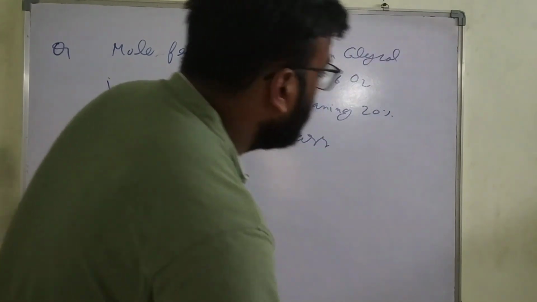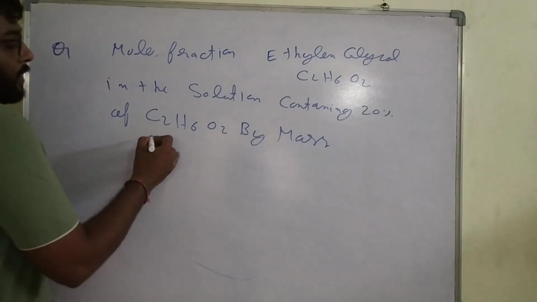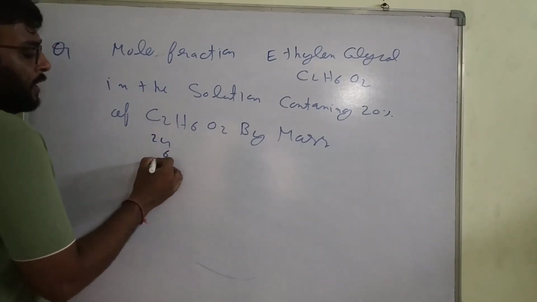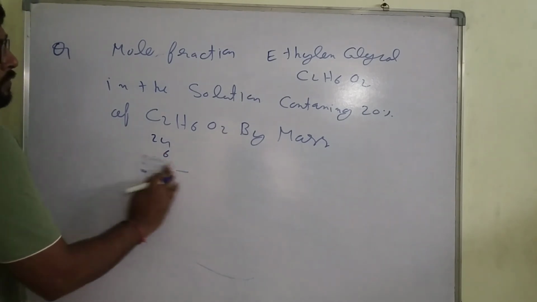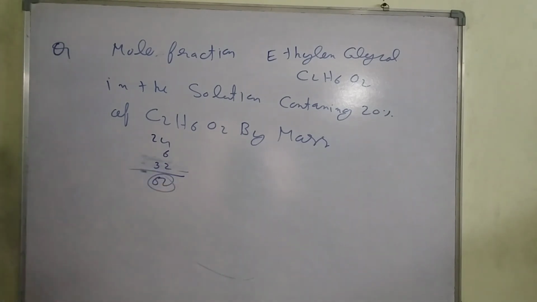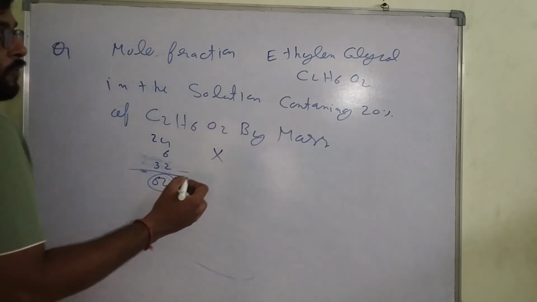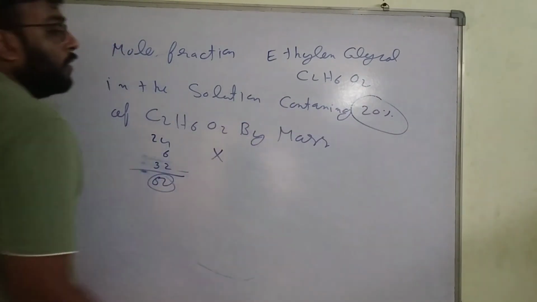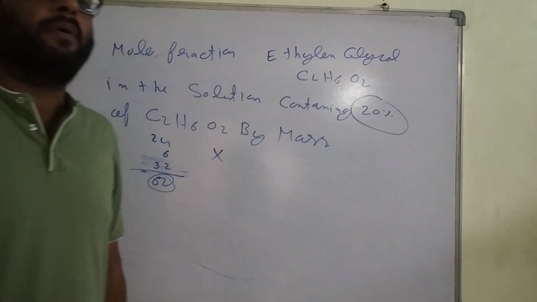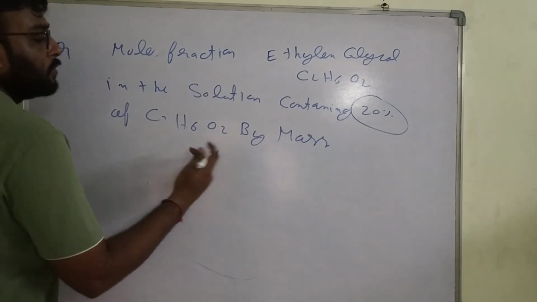So 20% is solute and the remaining 80% is solvent. First of all, we have to find out the molecular mass of this. It is not 60, it is 62: 24, 6, and 32. 62 is the molecular mass of ethylene glycol. What is the mole fraction? 20% of the solution is solute and the remaining 80% is solvent. So first of all, we have to find out the moles of ethylene glycol.